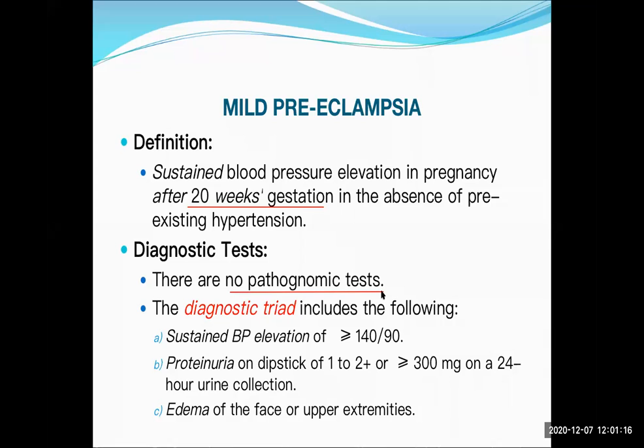But never mind, we have so many other features. Here, this diagnostic triad we can use, which includes sustained blood pressure elevation of more than or equal to 140/90, proteinuria with dipstick of 1 to 2 plus, or if you analyze the urine for 24 hours, more than or equal to 300 milligram, and edema of the face or upper extremity. So this is known as the diagnostic triad of mild preeclampsia.